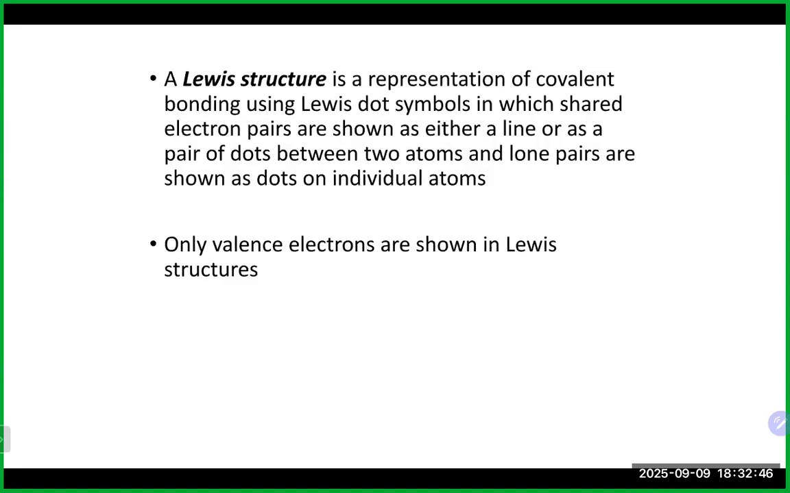So a Lewis structure, as I mentioned, really only shows covalent bonding and only shows the valence electrons. Again, a reminder that each of these elements does have other electrons, those core electrons, but they are not involved in bonding and not shown in the actual structure.